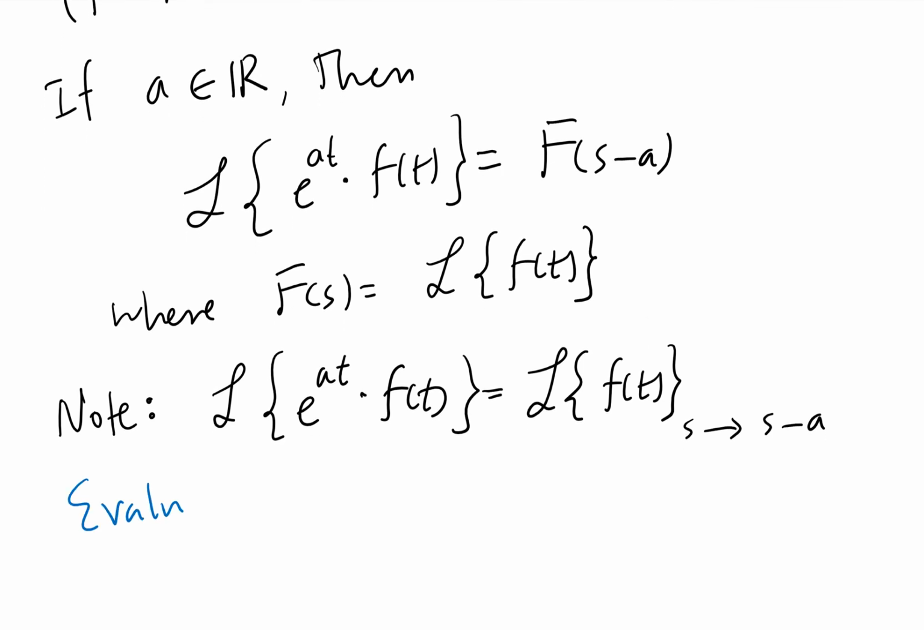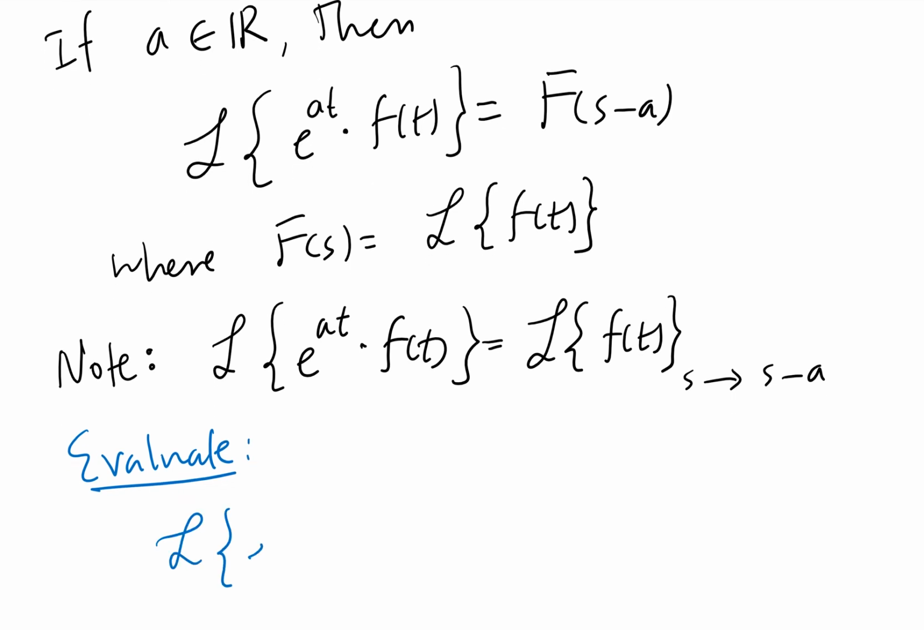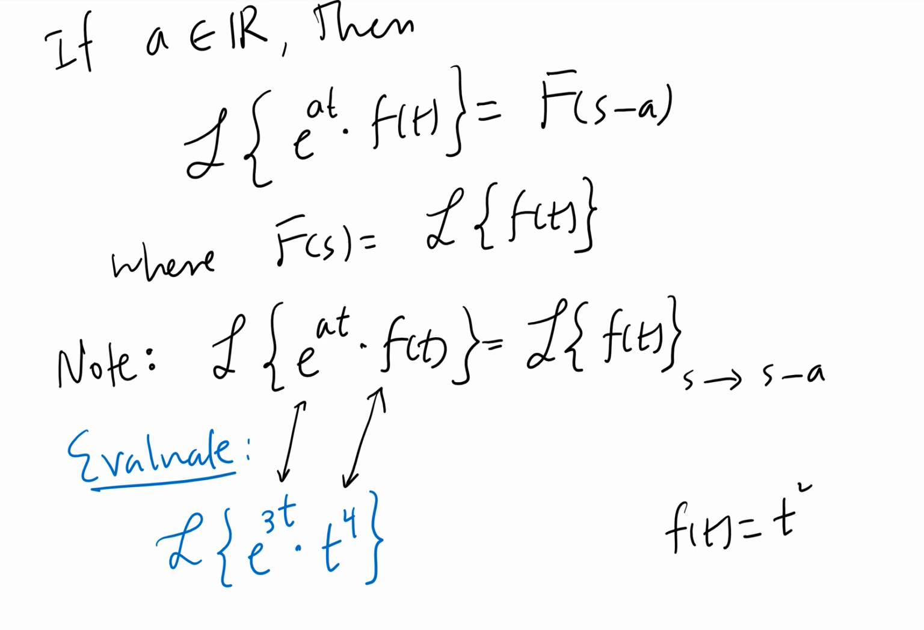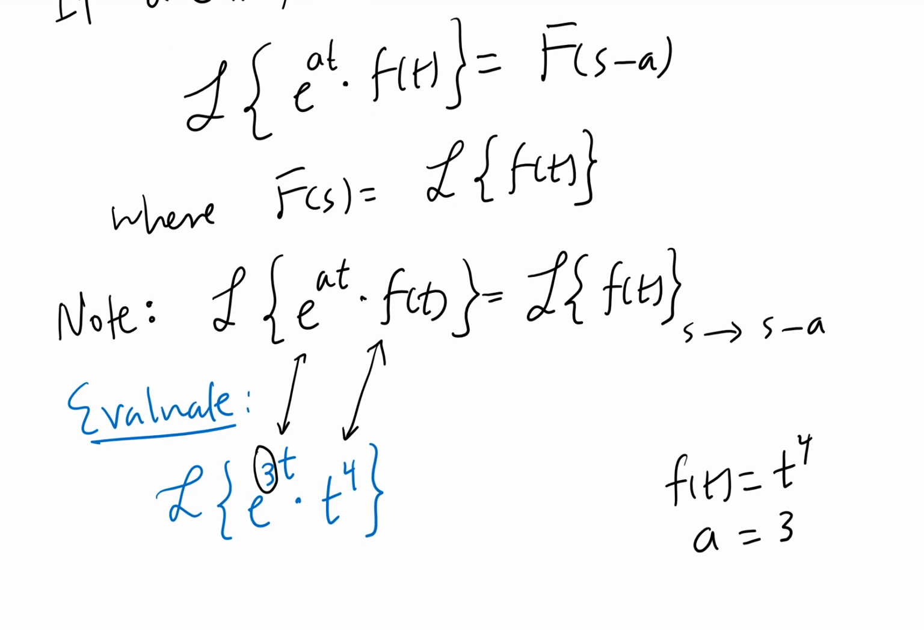To apply this so you can see it, evaluate the Laplace of e to the 3t times t to the 4th. Let's look at this one step at a time. What is going on here? If I compare these together, f of t is t to the 4th. That's the first thing. And from this number here, a is 3. These are the things that you need.